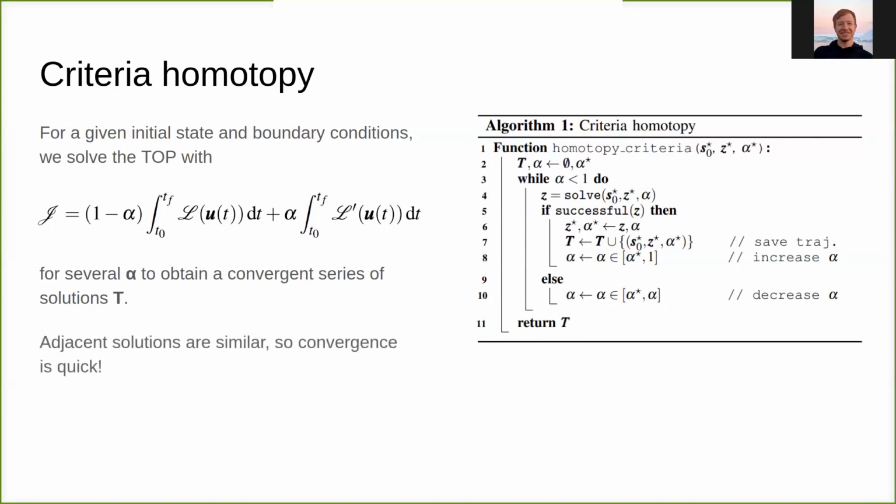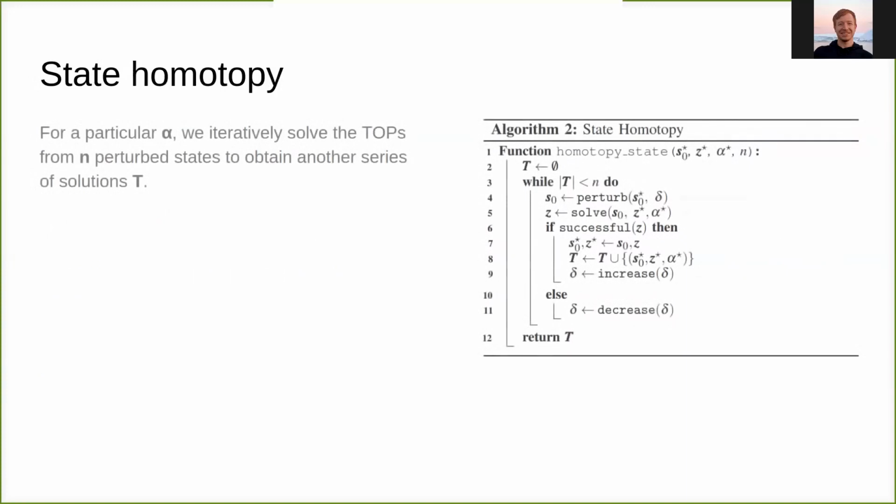Overall, this process is efficient, as solutions for similar values of alpha are similar, so convergence is quick. A similar process is performed across the initial states. From a nominal optimal trajectory, we iteratively perturb the initial state and solve the problem, to obtain a series of solutions. If at any point the optimizer fails to converge, we resolve the problem with a smaller perturbation.